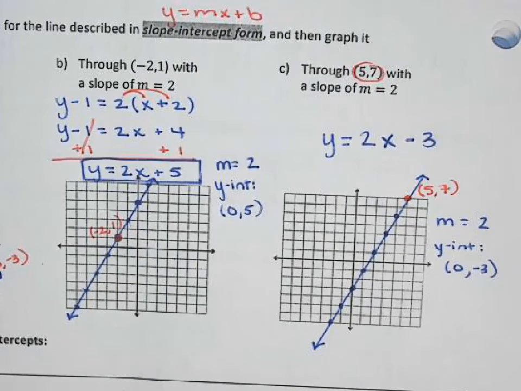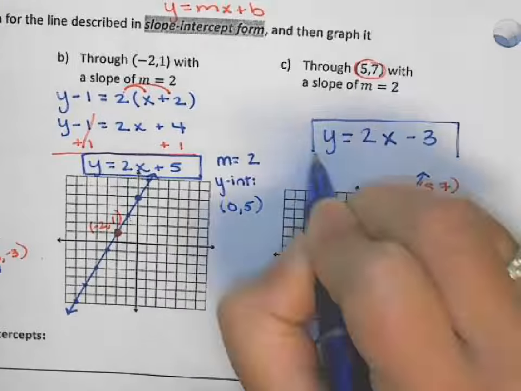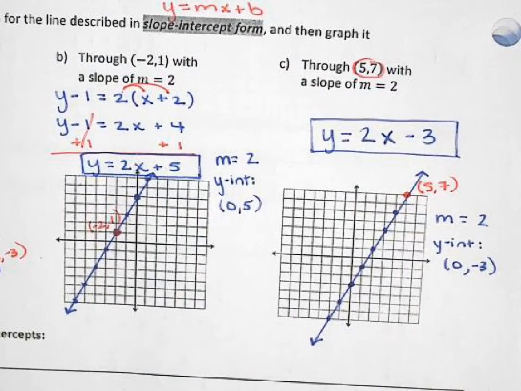So you could work backwards. You could graph it first and then go and write your equation. Some people like to write their equation in point-slope form and then convert it. But if you have to graph it anyway, that would also work. Just do your graph first.